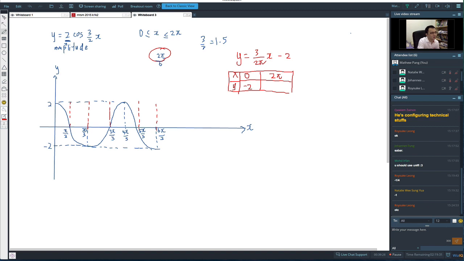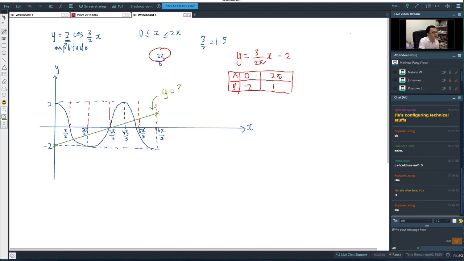Then what I will do next is draw the line. When x is 0, I will get -2. When x is 2 pi, which is 6 pi over 3, I will get 1, somewhere in the middle here. Then I will draw the line to connect both of them, so my line will go from here to here. Of course, label the equation y equals 3 over 2 pi x minus 2. And then the curve is very easy.